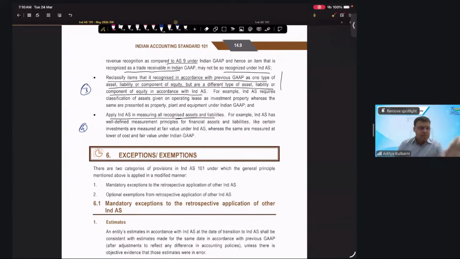Now the general principle that we just saw: recognize, derecognize, reclassify, measure. Would these principles exist even if Ind AS 101 was not there? Would these principles exist even if Ind AS 101 was not there? What do you think? Let us suppose Ind AS 101 was not there. Would you still apply these principles? Yes. Feel free to answer. You don't have to hesitate.